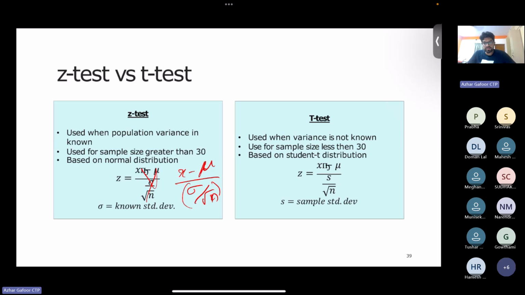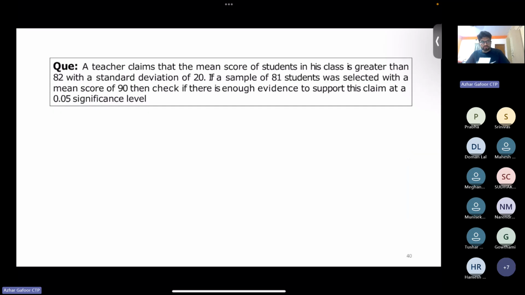Whereas the T test is used when the sample size is less than 30. It also has a similar equation, x bar minus mu divided by s by root n. Here mu is the hypothesis that we give, x bar is the sample mean that we calculate, S is the sample standard deviation that we calculate, and n is the size of the sample. Now coming to the questions.